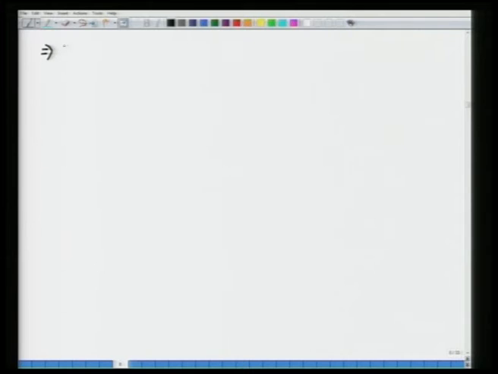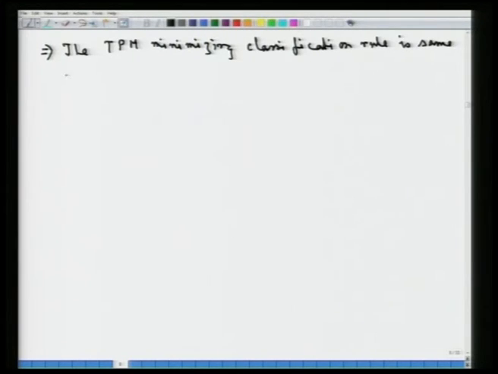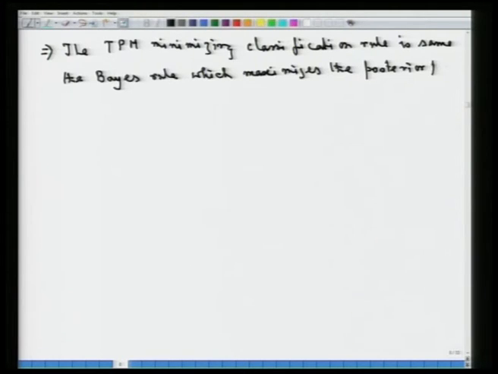So, this implies the total probability of misclassification minimizing partition, or minimizing classification rule, is the same as the Bayes rule which maximizes the posterior probability. So, this is another justification of looking at either of these two rules.